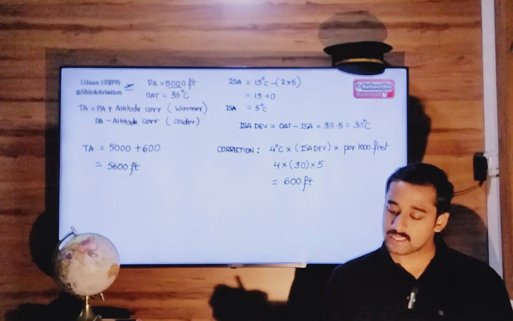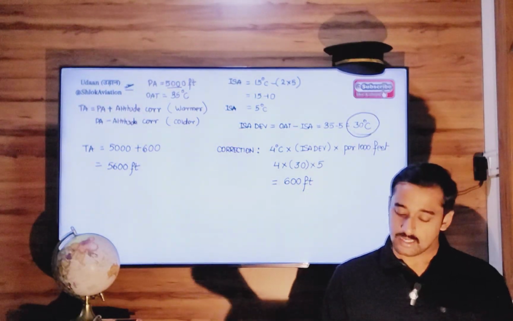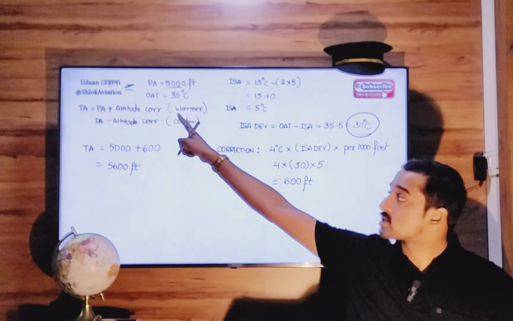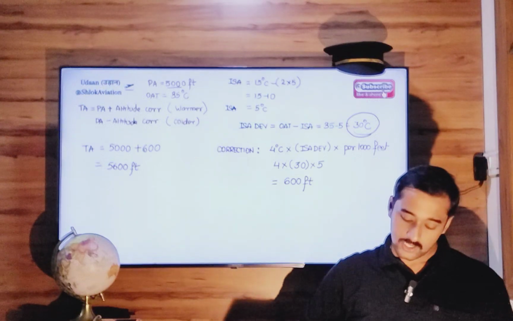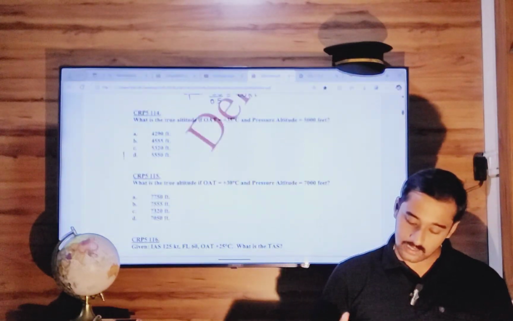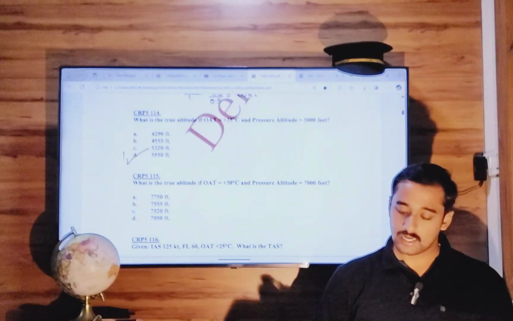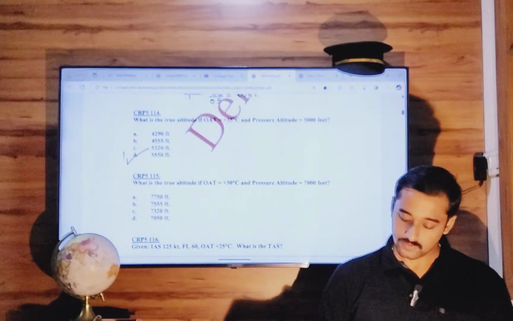As you can see, ISA deviation is plus 30. So plus 30 means warmer. So you are going to add it. So final answer is 5,600, option Delta, the closest.